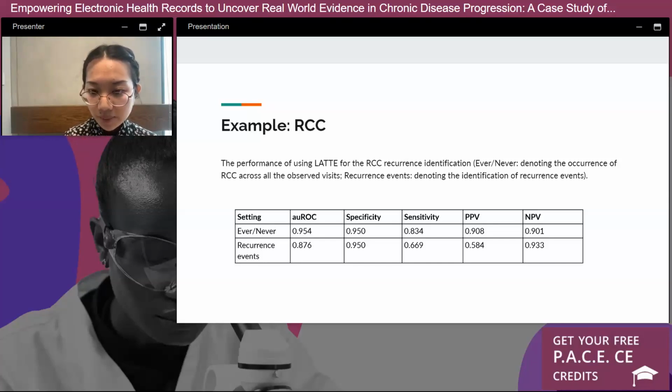And at 95% specificity, so these are the results for AUC, sensitivity, PPV, and NPV. So, for instance, by referring to this AUC, you will see that the Latte algorithm actually achieved a 0.95 AUC on the ever-never task. And even though it does slightly worse in pinpointing the exact recurrence time, it is still close to 0.9, which is quite impressive, I'll say.